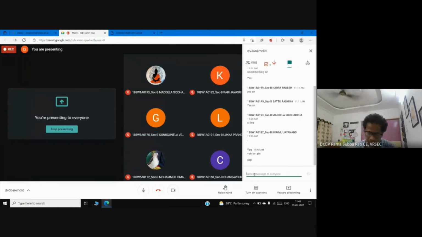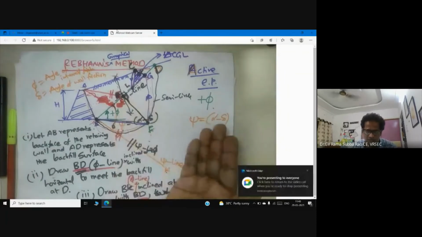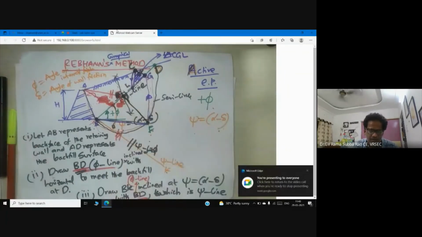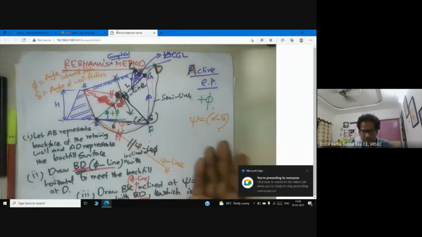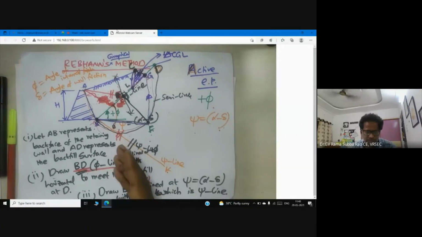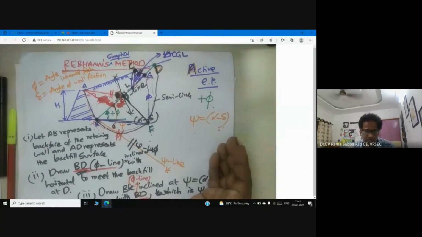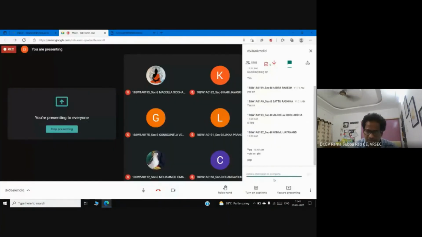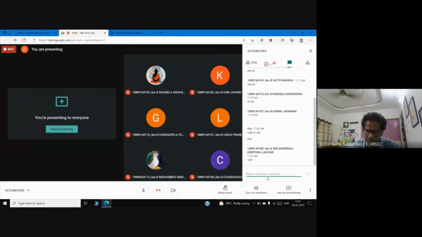In case of passive earth pressure. For active earth pressure, there is no need to hide, it is already discussed, so by seeing this you can guess. What happens if you start using the Rebhann method for determining passive earth pressure? Is it plus phi or minus phi? Please tell me. I'm waiting for your reply.